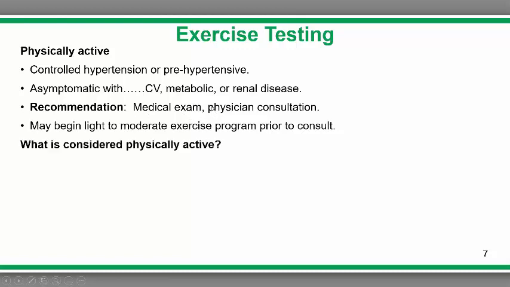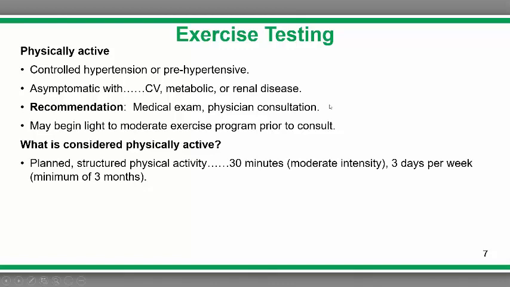So we've talked about the difference between physical inactivity and physical activity, but what is considered to be a person that is physically active? A person is considered to be physically active if they engage in at least 30 minutes of moderate intensity exercise 3 days a week for a minimum of 3 months. And this is not job-related activity or activities of daily living. This is planned, structured exercise that people engage in.